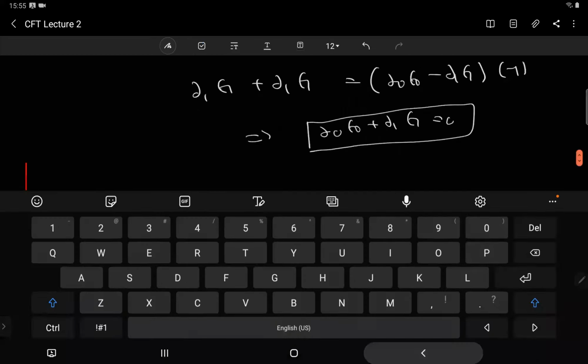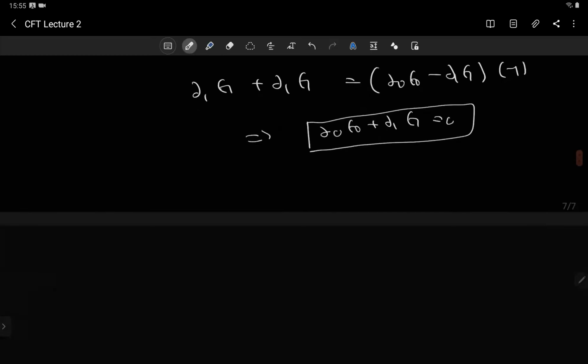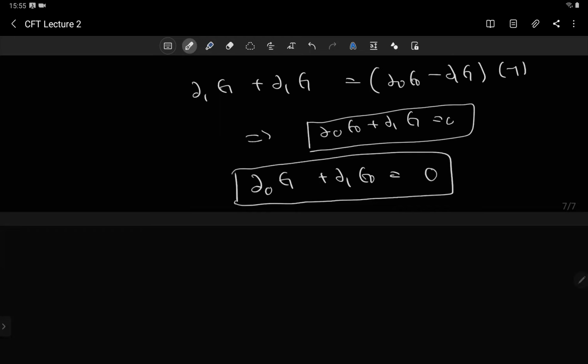Now you look at the third equation. This was 0,1. So you get del 0 epsilon 1 plus del 1 epsilon 0, and this is equal to 0 because eta 0,1 is 0. So this is the second equation. So you get two equations. Now you can solve it in the following way: just add and subtract. Let's call this 3 and this 4.